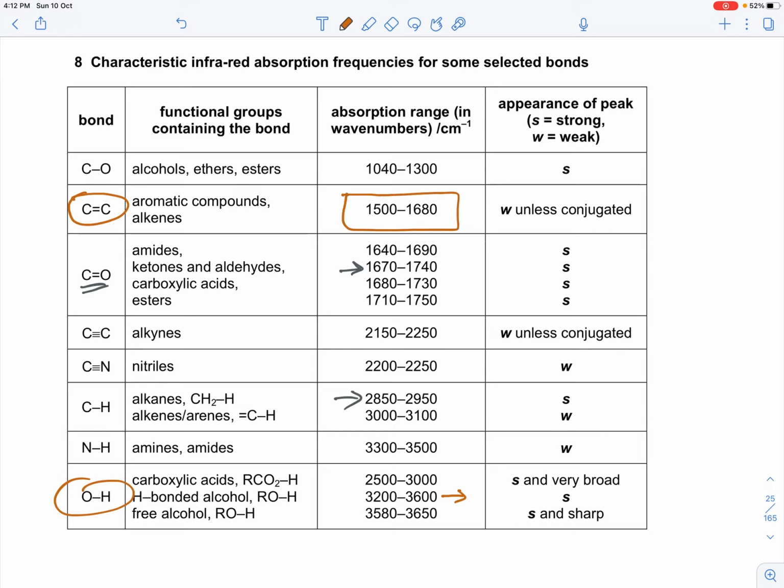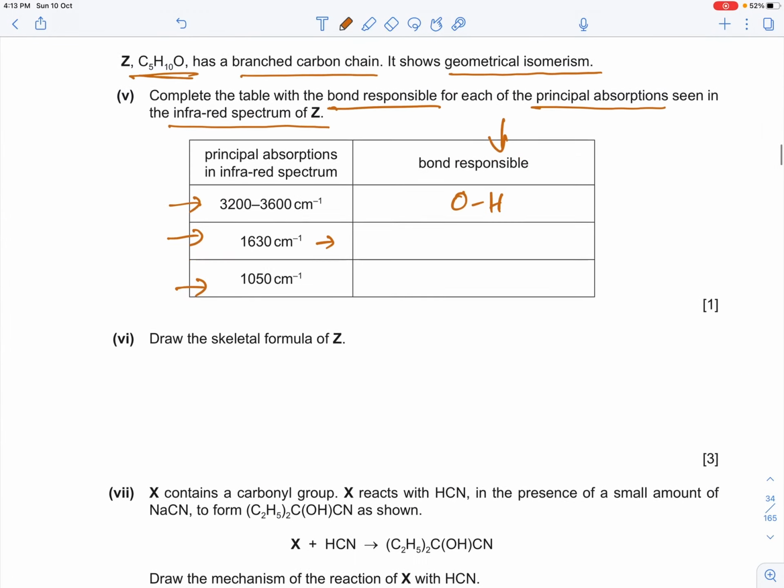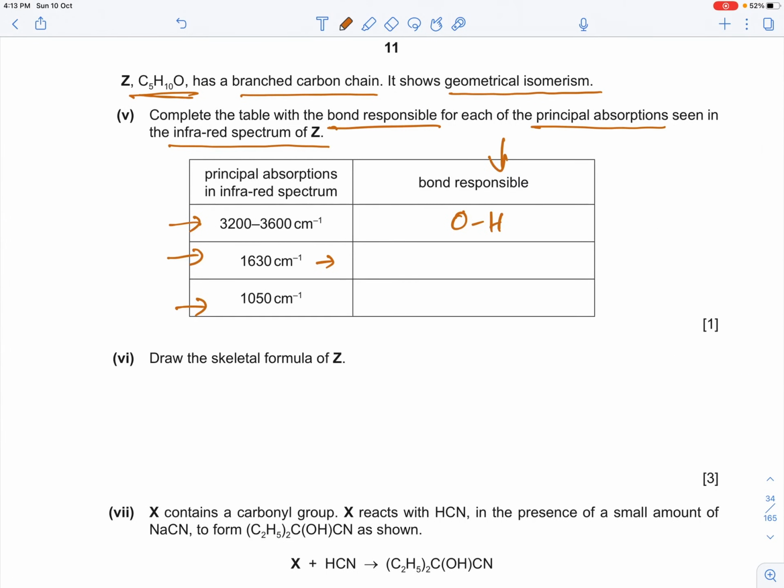So that means at 1630 we get a carbon-carbon double bond absorption, and 1050 it would be the C-O bond, because if it has an OH group present, the oxygen would also be attached to carbon as well. So this is 1040. So we have found all the three absorptions, all the three bonds which are responsible. So 1630, the principal absorption, is the carbon-carbon double bond, because the question tells us that the compound shows geometrical isomerism. All right, and 1050 would be due to the carbon-oxygen bond.